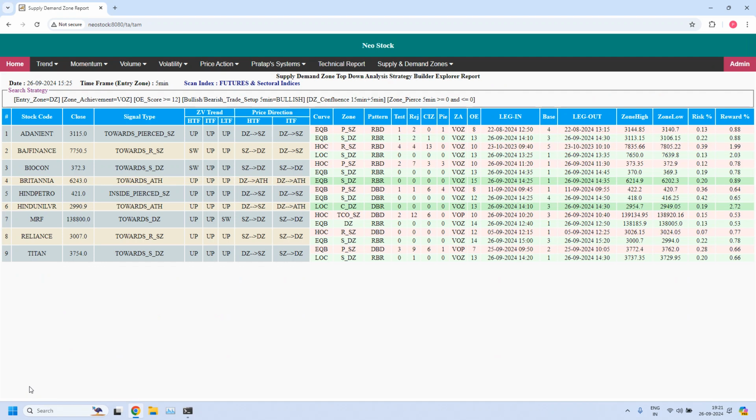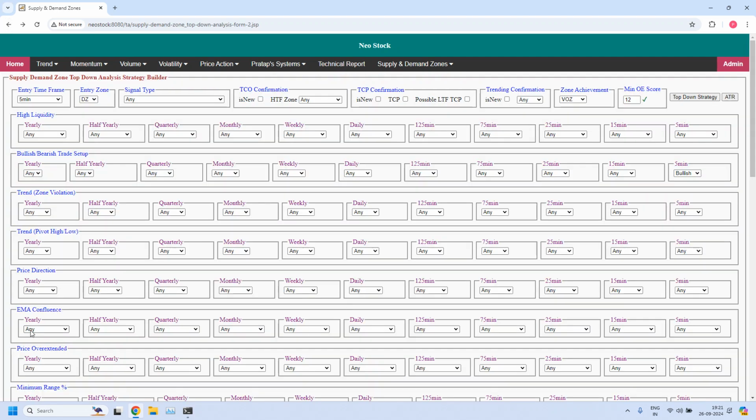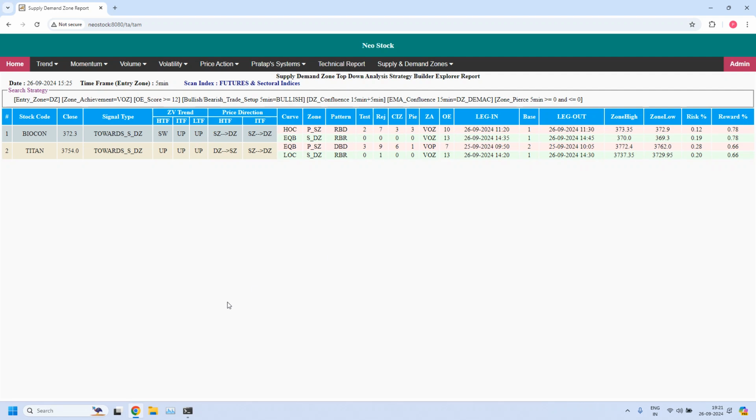And because the 15 minute trend is an uptrend, if any of these 15 minute zones are having daily EMA confluence, it's a high probability setup. Let's verify. EMA confluence at 15 minutes time frame. I'm checking for 15 minutes demand zone with daily EMA confluence. 2 stocks are filtered, and both demand zones are also high liquidity demand zones. 5 minutes high liquidity demand zones.